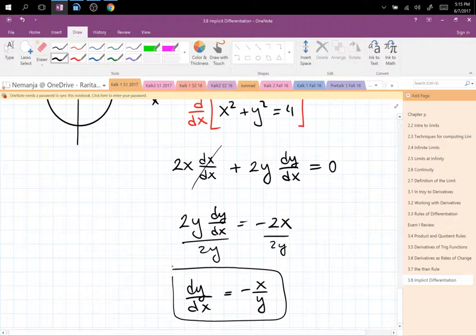Now observe that this derivative depends on x and y. It doesn't depend only on x. But this is what we call implicit differentiation. You go term by term, and you can differentiate anything, whether it's a function or not a function. Implicit differentiation works all the time.